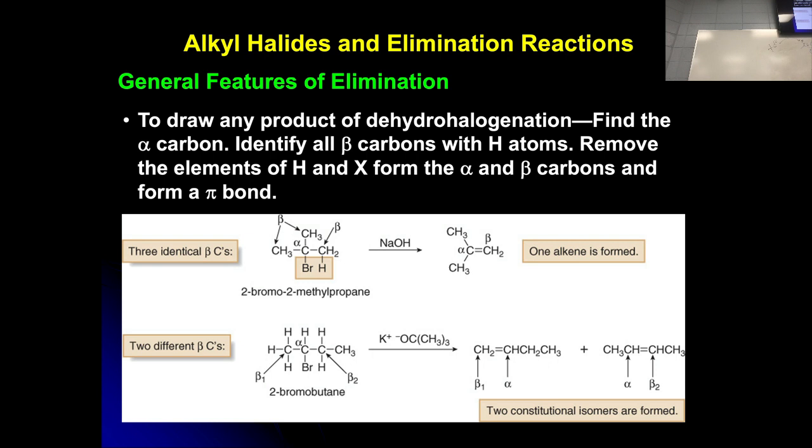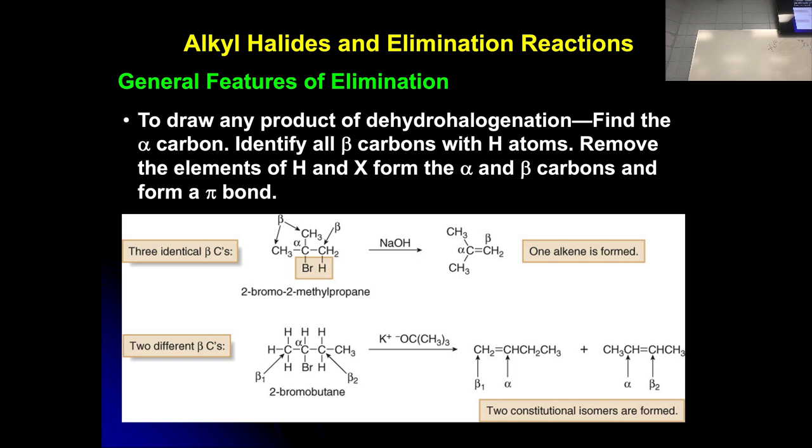Now, if we take this case, where we take 2-bromo-2-methylpropane, what we have down here, and I react that with sodium hydroxide, I'm going to get that alkene. That alkene forms very, very readily. It's a gas at room temperature. You can see it bubble out of the reaction mixture. But what you'll notice is that there's only one alpha carbon by definition because it's the thing that has the halogen. How many beta carbons do we have? We have 3. We have one here, one here, and one here.